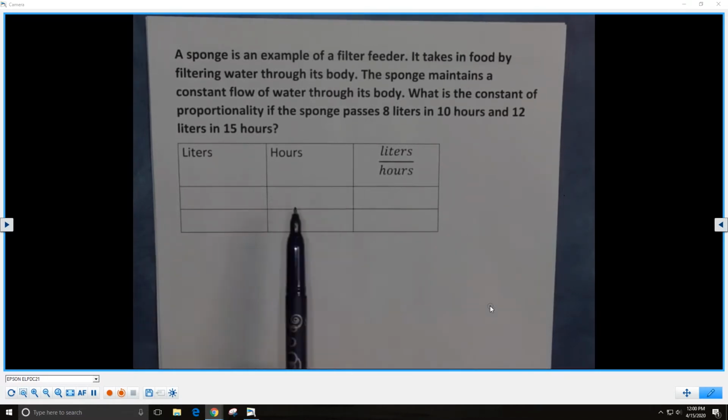So here's my table. You might want to go ahead and copy this table down because we're going to continue using it throughout the problem. I'll pause so you can do that now.